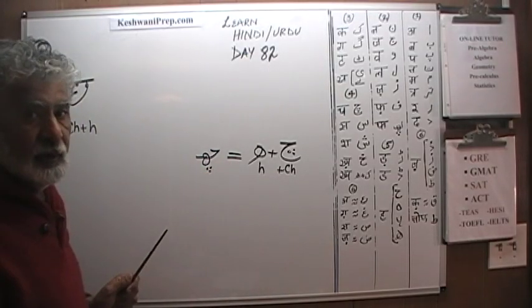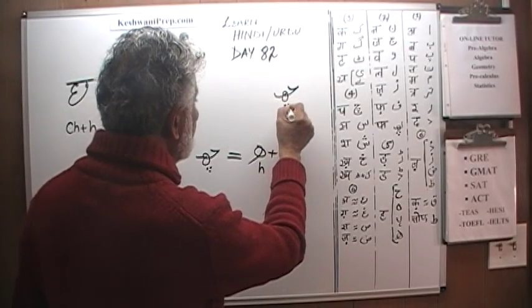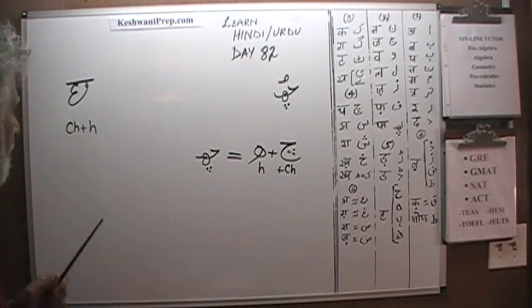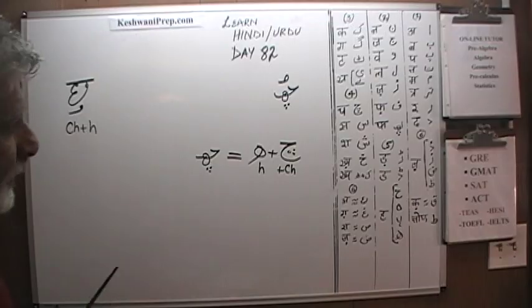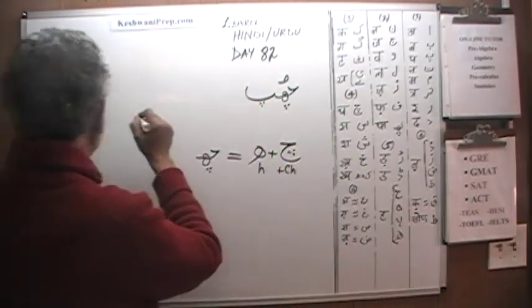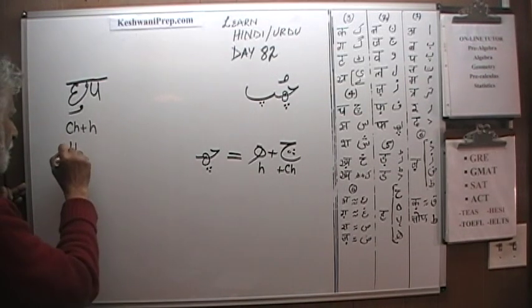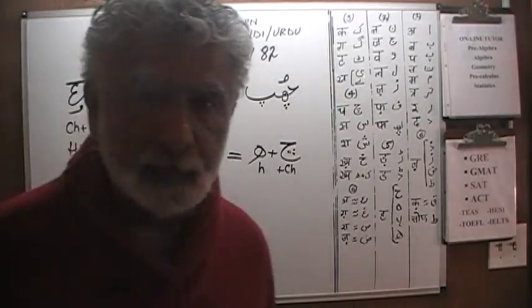We don't need a ch, we need a chu. So we can put a pesh on top of it, and that gives a choti u ki matra. And next to it, we have a pe. Chup, as I said, means hidden. Away from the public's view.